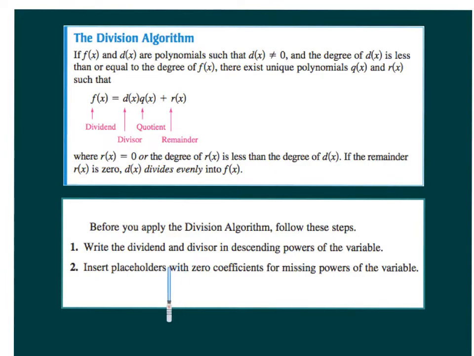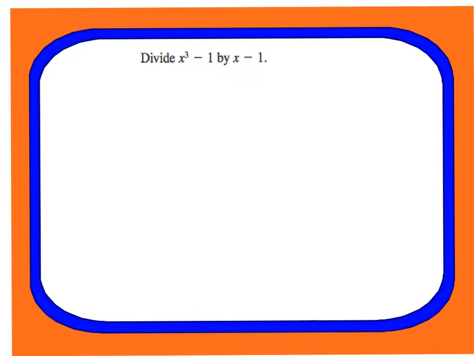And then if you don't have something, like if you don't have an x squared, you need to say it's a 0x squared. All right, or it's going to mess up. All right, and I think I have a couple examples that will help us. All right, great colors too. So I'm going to divide x cubed minus 1 by x minus 1.